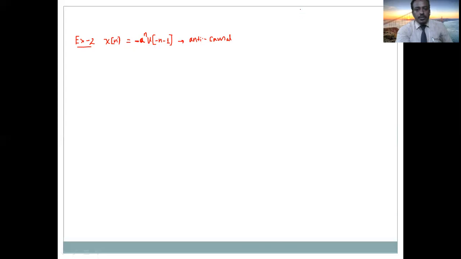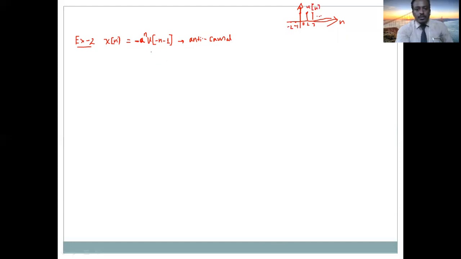Let me explain that. As you know, the unit step signal u of n has sample value 1 for n greater than or equal to 0. So 1, 2, 3, these are the n values. For negative values of n, we have 0, right? That is the unit step sequence u of n.